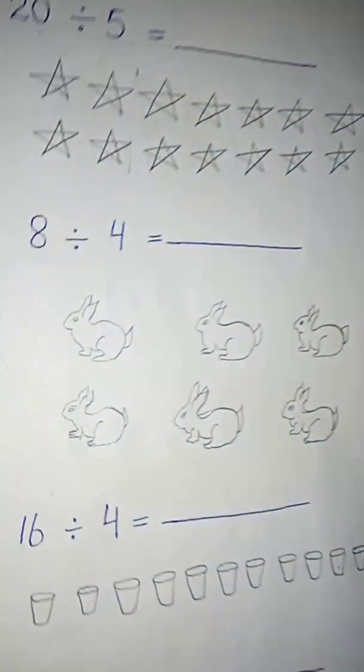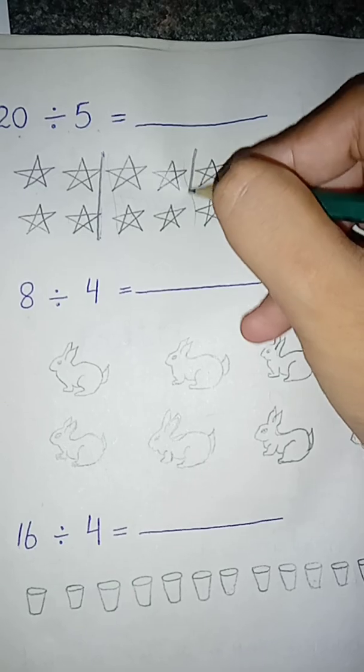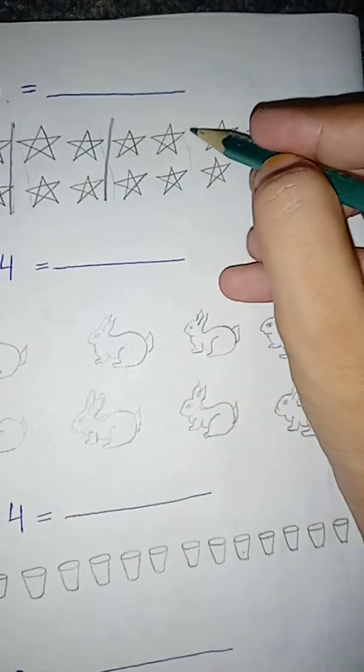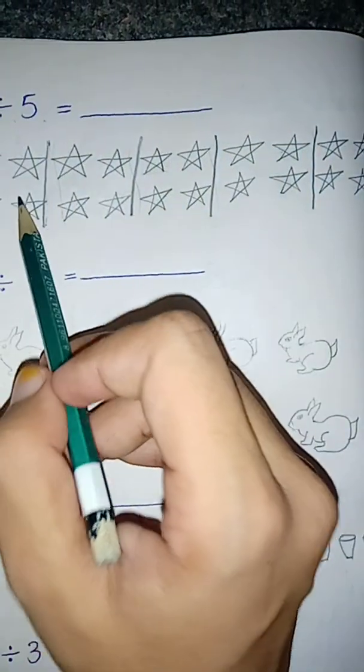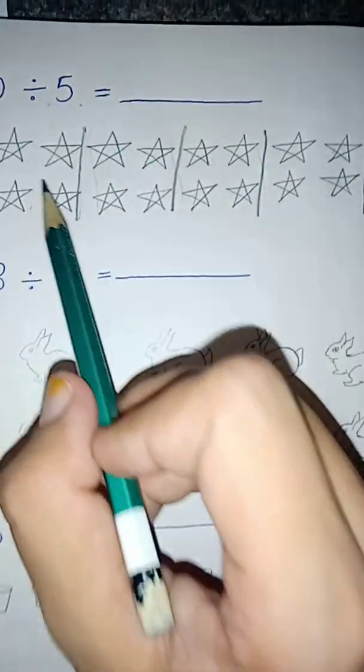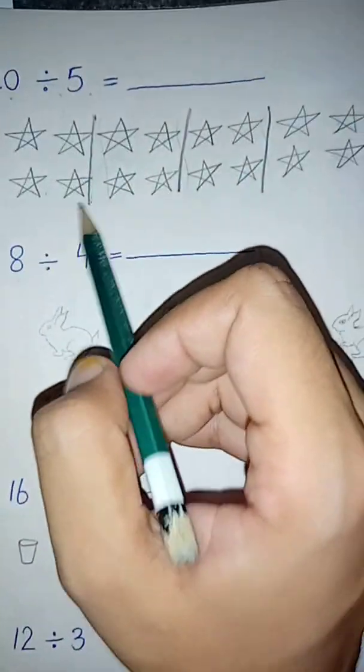To divide them we make 5 groups. Group 1, Group 2, Group 3, Group 4 and Group 5. Now count the stars in each group. How many stars do we have in each group?